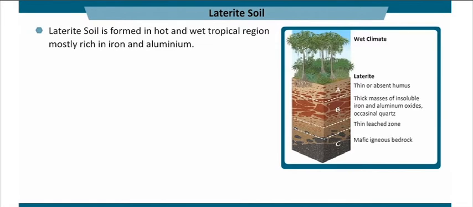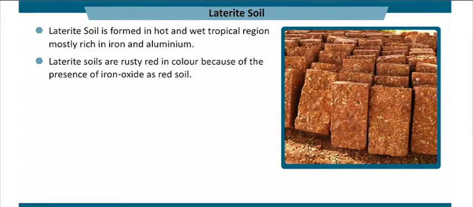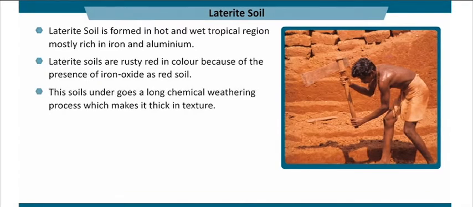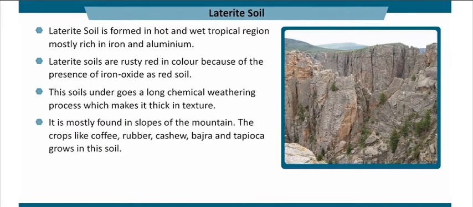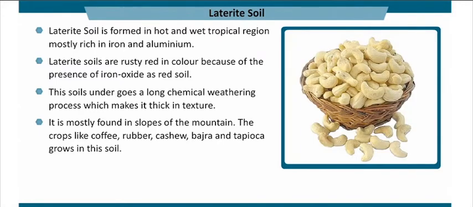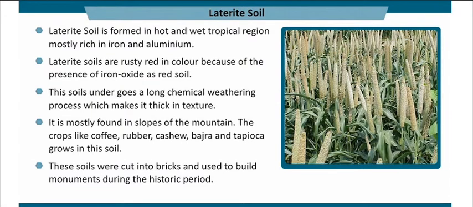Laterite soil. Laterite soil is formed in hot and wet tropical regions, mostly rich in iron and aluminium. Laterite soils are rusty red in color because of the presence of iron oxide, as in red soil. This soil undergoes a long chemical weathering process which makes it thick in texture. Thick soil layers are porous and permeable, so they act as aquifers in villages. It is mostly found on the slopes of mountains. Crops like coffee, rubber, cashew, bajra and tapioca grow in this soil. These soils were cut into bricks and used to build monuments during the historic period.